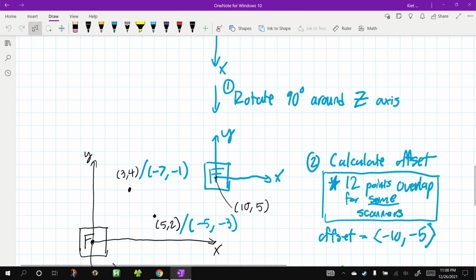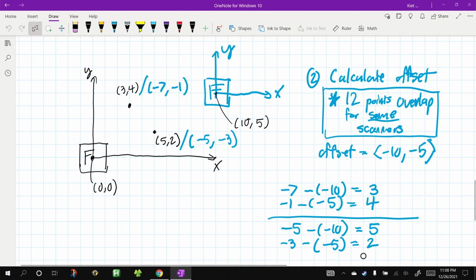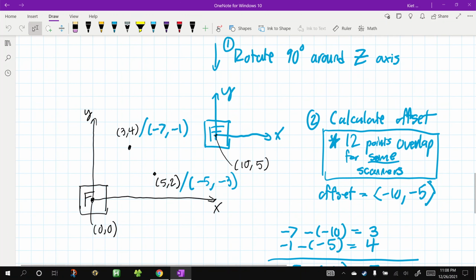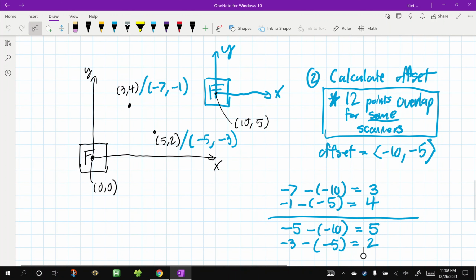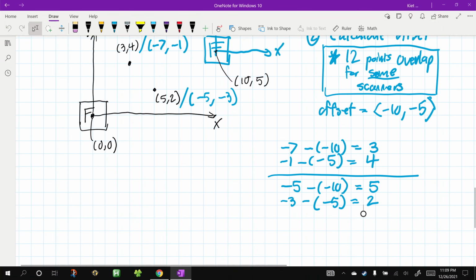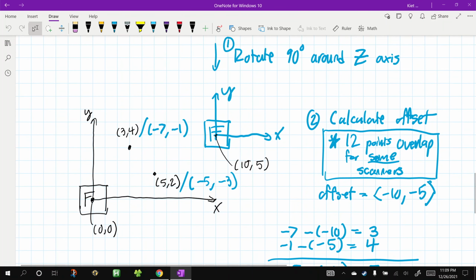Then afterwards, all we need to do is calculate the offset. So how much we need to move the scanner by in order for it to be in the exact same position as this one here. And it turns out that this is -10 and -5. So if we move this scanner -10 units to the left, then 5 units down, it will be in the exact same position as scanner 1. Okay, and then afterwards we just translate all of the points for this scanner in terms of scanner 1 here.